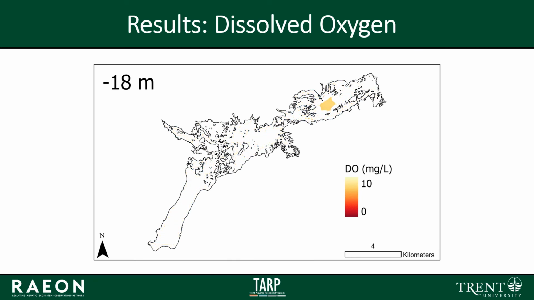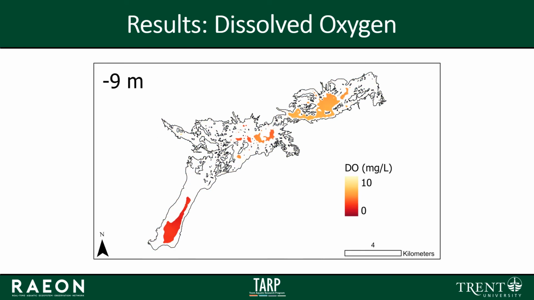Lastly, we have dissolved oxygen. And you'll notice here that at the surface of the water, there's a uniform dissolved oxygen concentration. And as you get lower in the water column, we start to see some of that spatial heterogeneity. Oxygen dissolves into the water at its surface through gas exchange, which is driven by wind, waves, and water turbulence. So this uniform dissolved oxygen concentration at the surface actually makes sense.